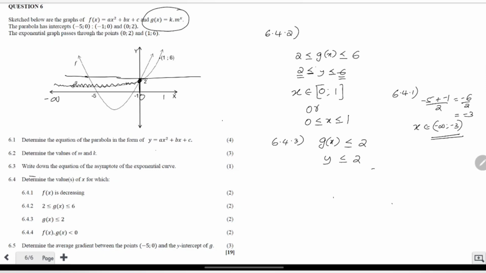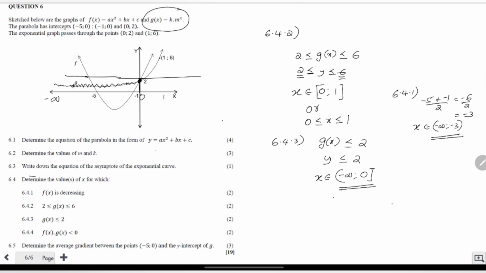Therefore, what is the answer? All the x values starting from minus infinity up until 0, isn't it? So the x values are starting from minus infinity up until 0. Open bracket and this side closed.